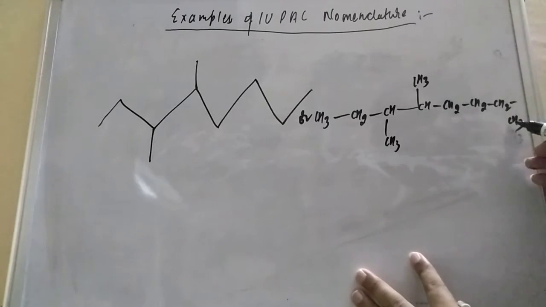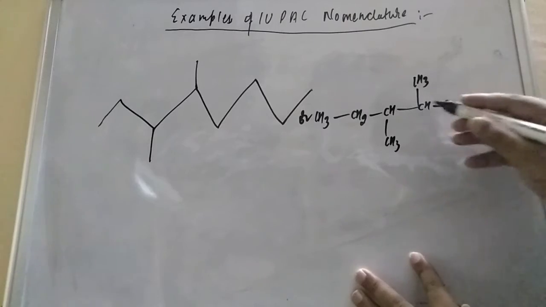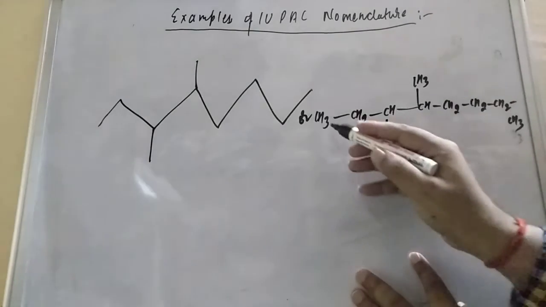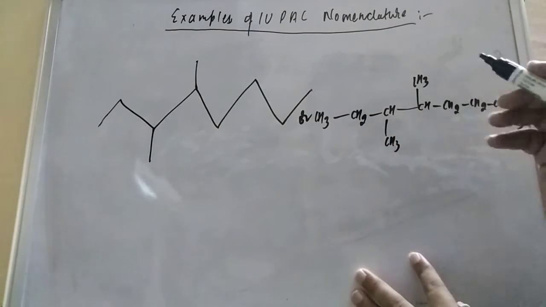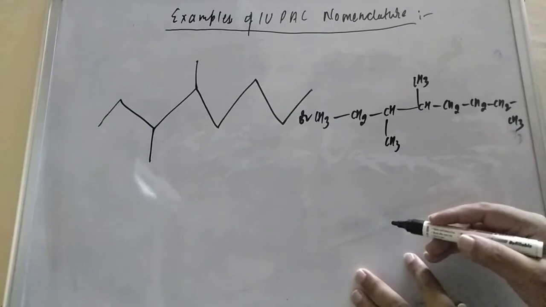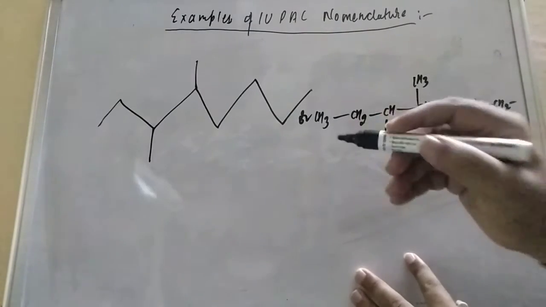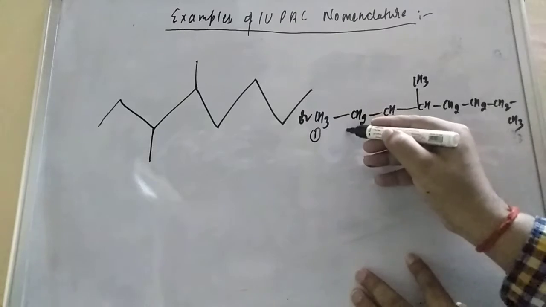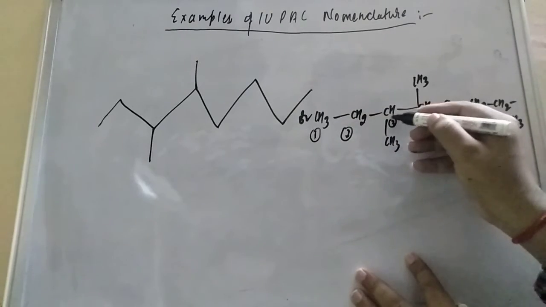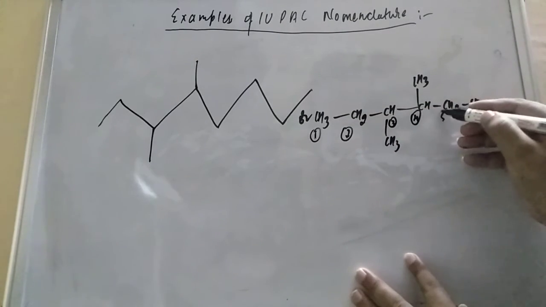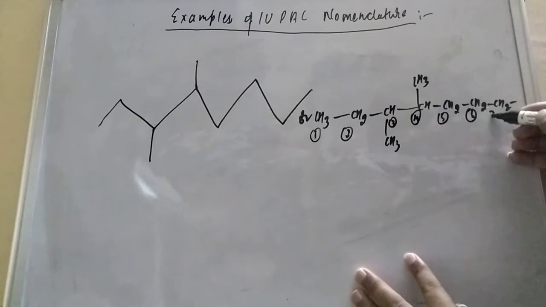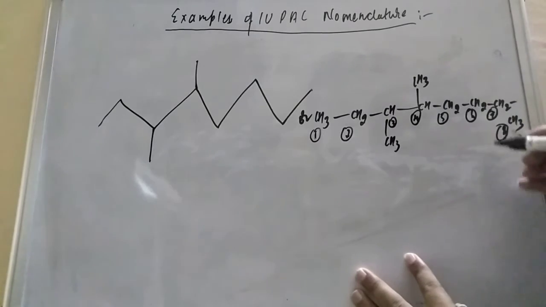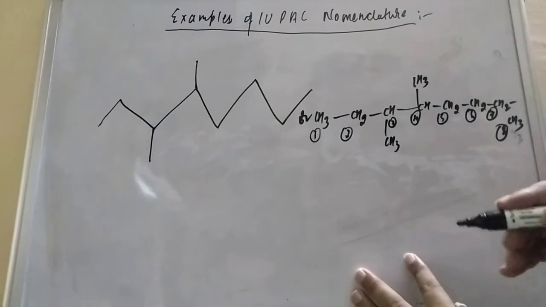See, if you are starting numbering from this side, 1, 2, 3, 4, the prefix is at the 5th position. From this side 1, 2, 3, it is at the 3rd position. So we will start from the left side, student. Firstly, you do the numbering. This is 1, this is 2, this is 3, this is 4, this is 5, this is 6, this is 7, and this is 8. There are 8 carbons, student.